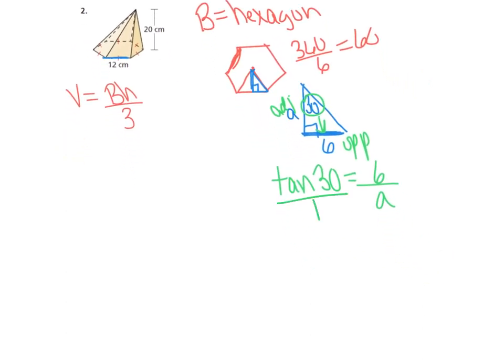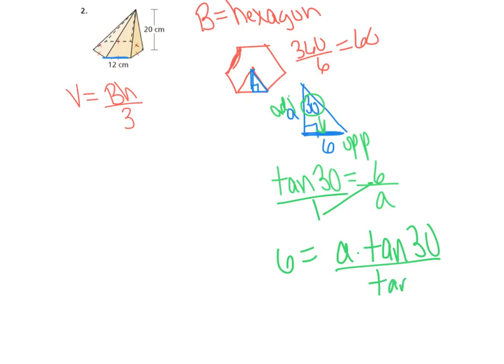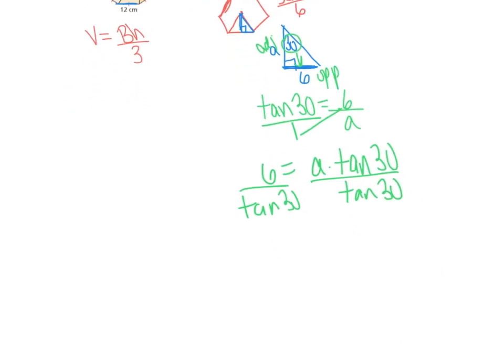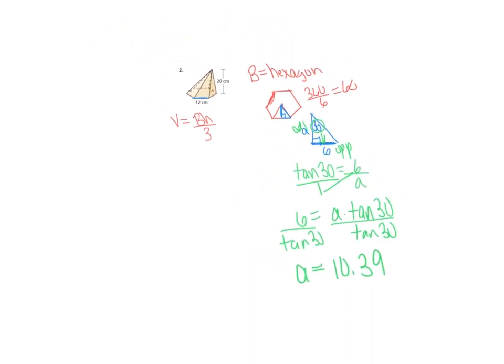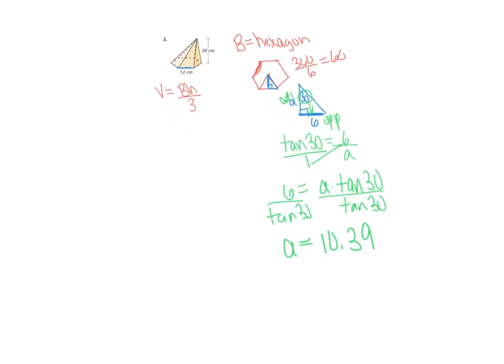And if you want to think about cross multiplying it and showing all of your work, you'd have 6 times 1 is 6, a times the tangent of 30, and you're just going to divide out the tangent of 30. And if you do 6 divided by the tangent of 30, we get that the apothem is approximately 10.39. Okay, so now we're well on our way.